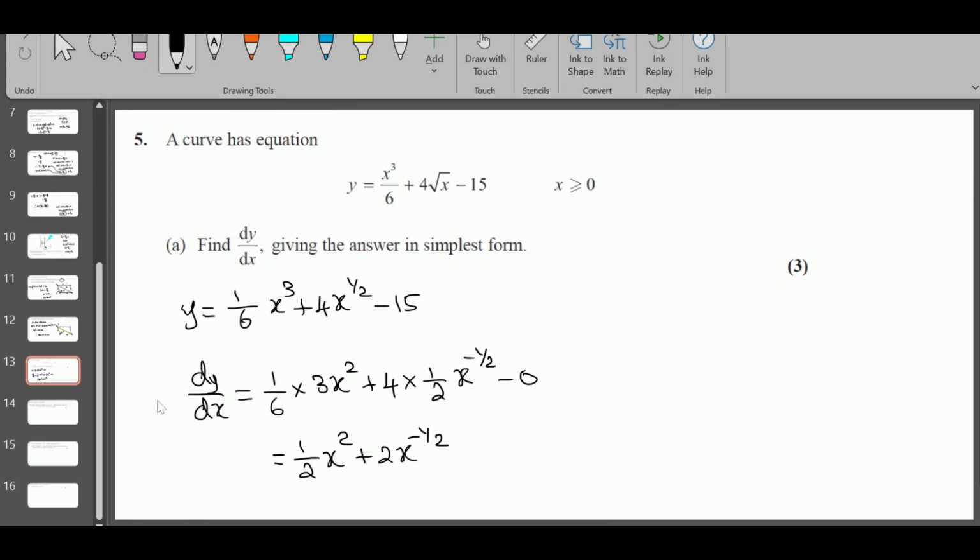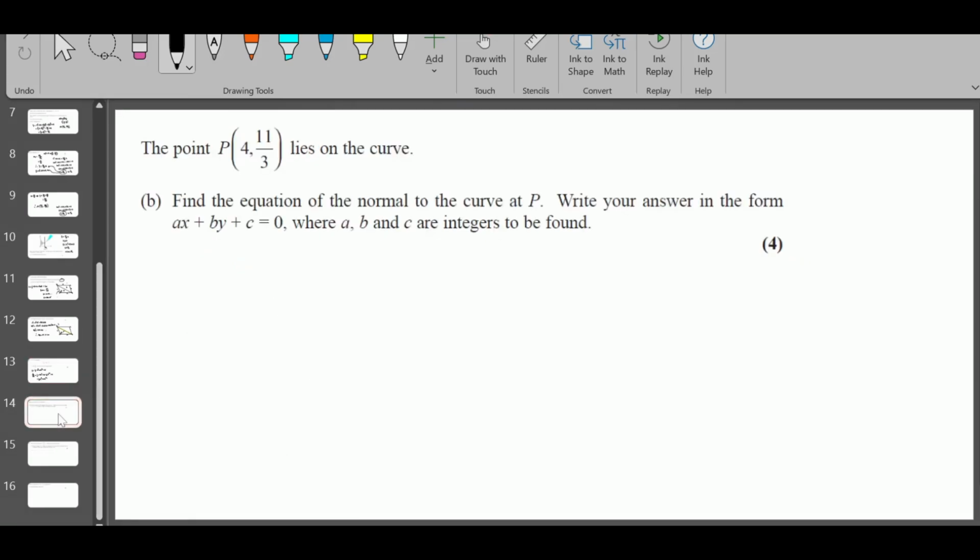That's all for part A. Part B, the point P of 4, 11 over 3 lies on the curve. Find the equation of the normal. We know dy by dx, so we are going to find the slope of the tangent, which is dy over dx at the point P of 4, 11 over 3.